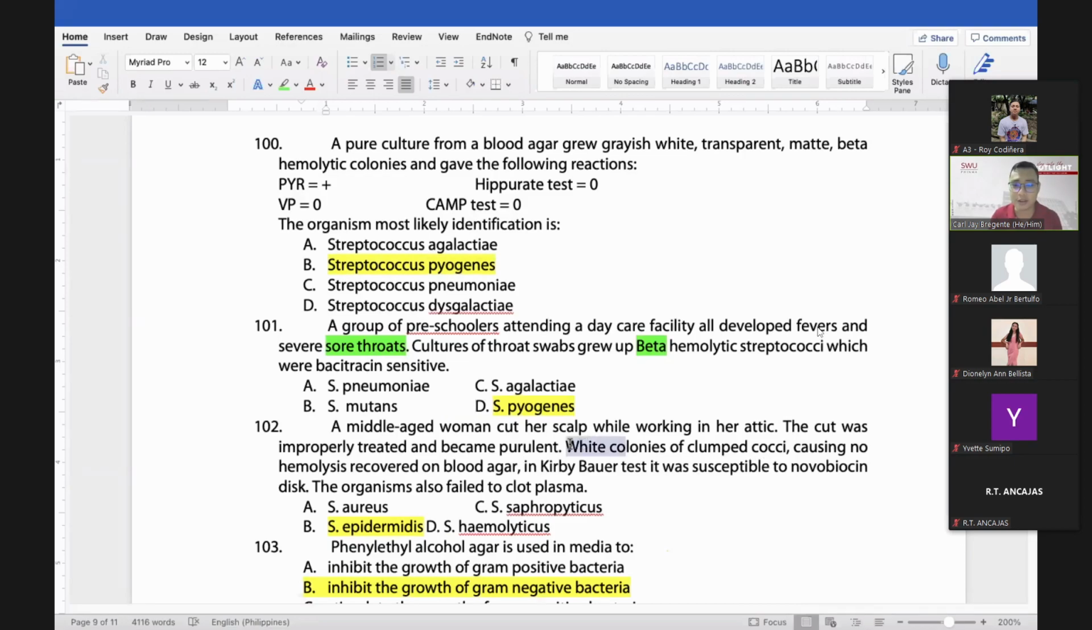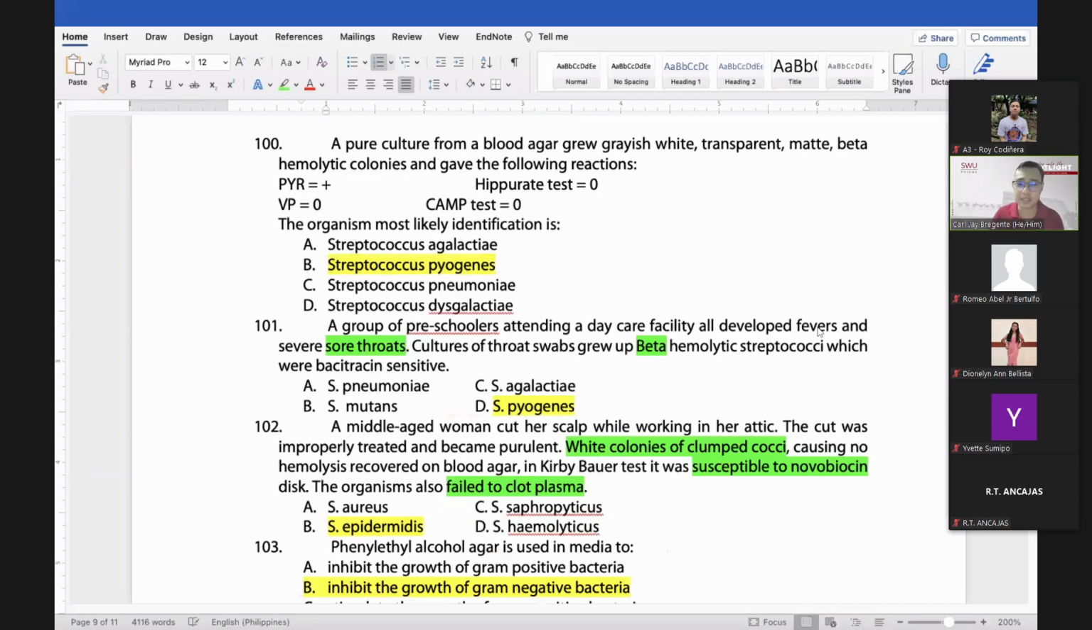102, middle-aged woman cut her scalp while working in her attic and there is purulent discharge, white colonies. Clue here is white colonies of clumped cocci, with no hemolysis, and when recovered, it's susceptible to novobiocin, another clue. And also failed to clot plasma. So failed to clot plasma pa lang, S. aureus is wala na siya.